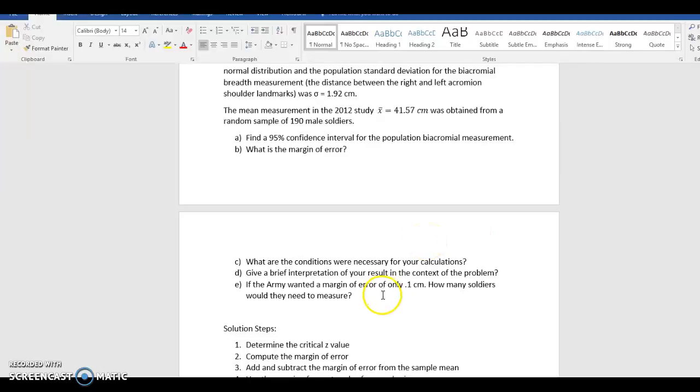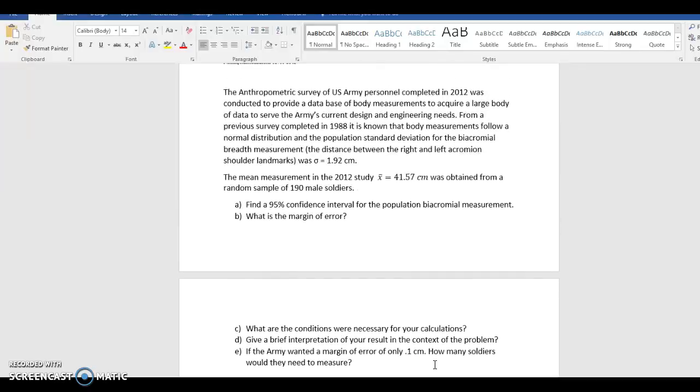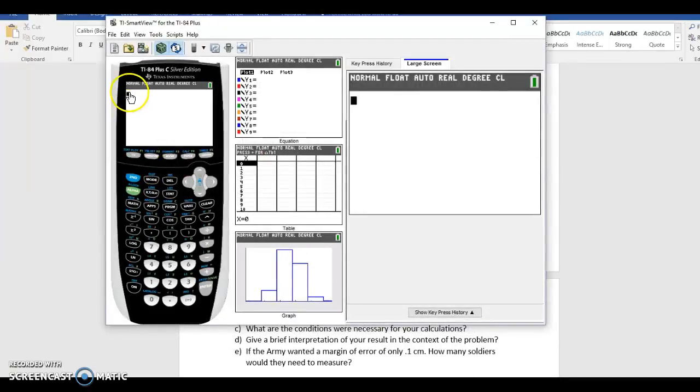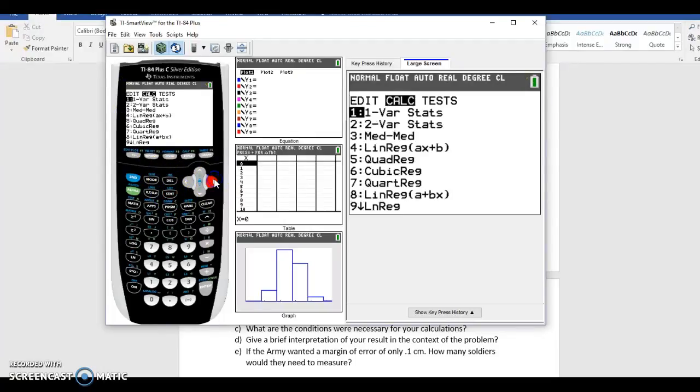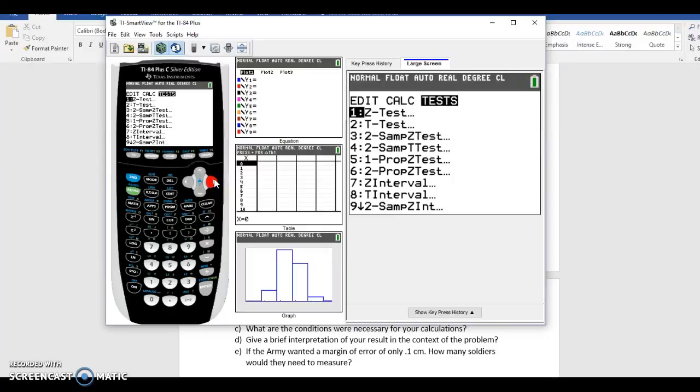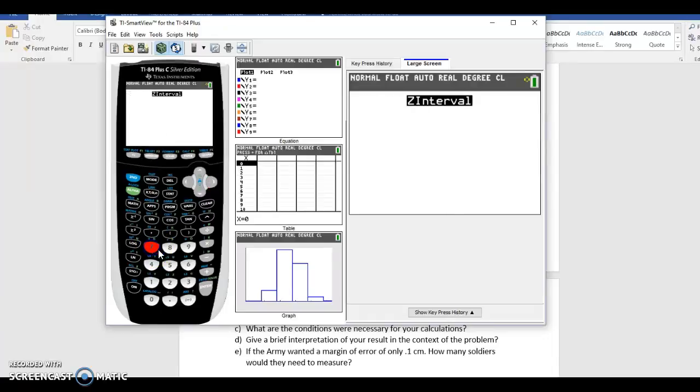And then we did all this other stuff. Oh, we didn't find the sample size. I'll do that in the next video. I wanted to show you how easy this was to do on the calculator. So to find a Z interval, you go to Stat, over to Tests. Now don't do a Z test. We want to come down here to line 7. So I'm going to choose Z interval.